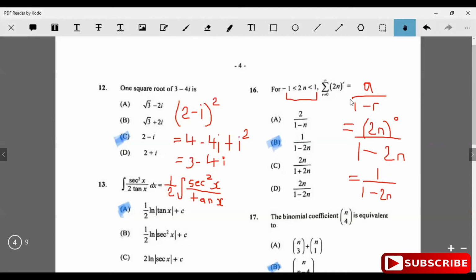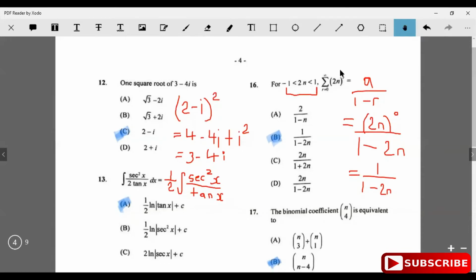Oh, so they're telling us that we're finding the sum from 0 to infinity, so that's the sum to infinity that we're finding. Sum to infinity is given by a over 1 minus r. The first term is going to be when we plug in 0, and so a is 2n to the 0 power, but that is 1. The next thing is that we need a common ratio r, and the common ratio r is given by 2n. So it's 1 over 1 minus 2n. All right, so that's question 16, and that's B.